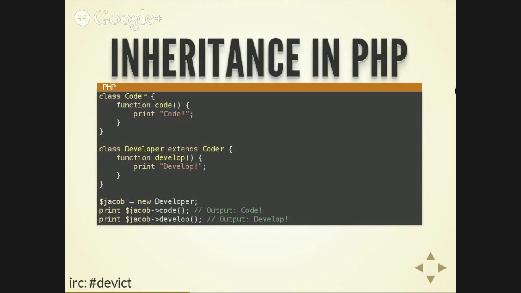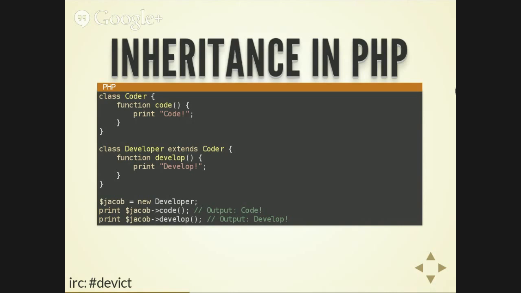So I have this class coder, and encoders code. In this case, when you code, it prints the word code. And developers, which is a subclass or a child class of coder, develop. So developers print develop. But developers can also code, right? So I have Jacob as this developer.